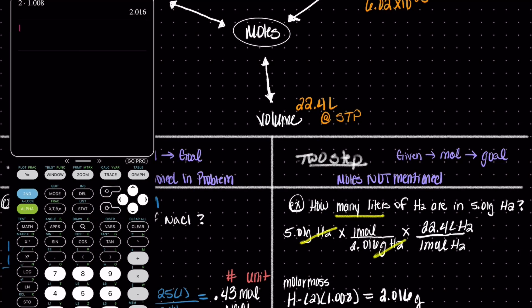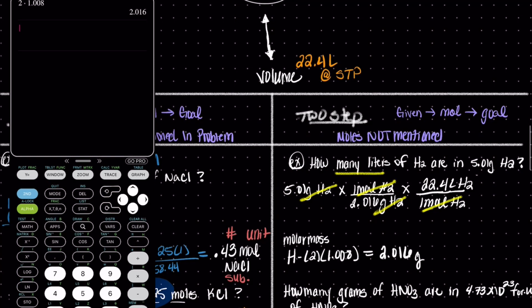Grams of H2, grams of H2, moles of H2 cancel. I see mole of H2, mole of H2. Notice I'm only canceling things that are on top and the bottom that are the same. Now what I'm left with is this liters of H2. That's what I'm asked for. So let's go run some math real quick.